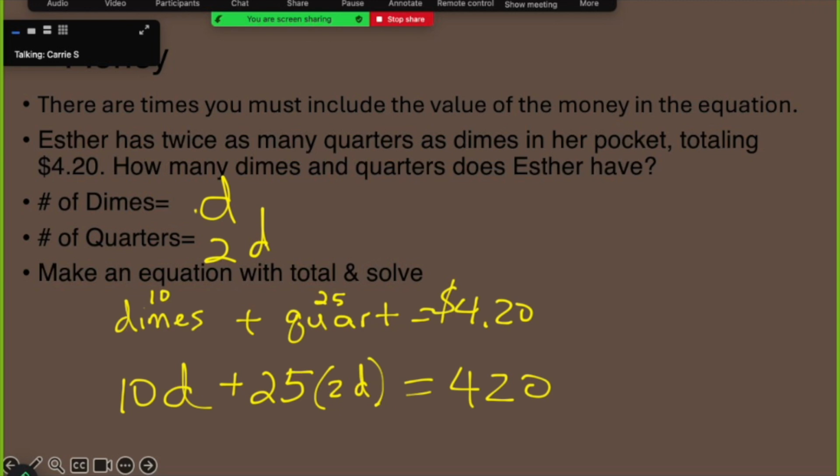I'm going to help you move forward in a minute. But I want to make sure everyone understands that if this is total cents in this case, I have to have cents in my equation on this side to make it equal. Are there any questions about that part? No. Okay, so this is going to become 10D right here, plus 25 times 2, which becomes 50D.